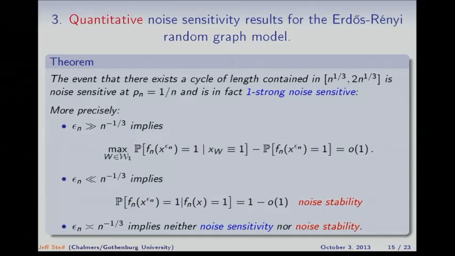Yeah, so far, when p is 1/2, you didn't show us an example which is 1 strong sensitive and 0 strong. Which is noise sensitive and not 1 strong? No.